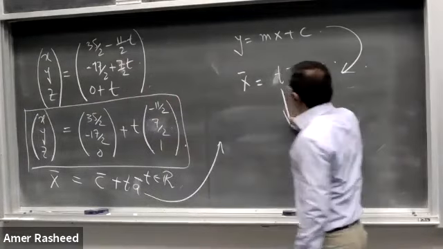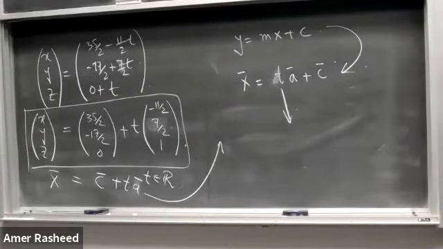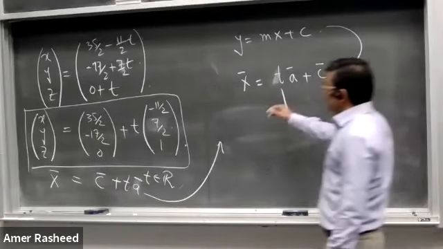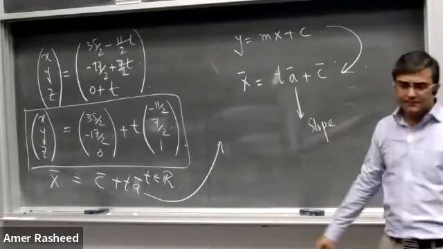Where, what is this? This is your parameter. This is your slope. Sorry, not this one. A is your slope. A is the slope. Okay? Slope or gradient of that equation of a line.